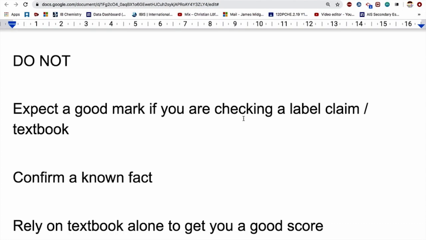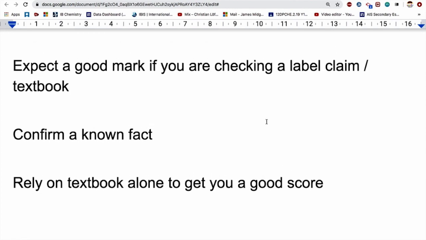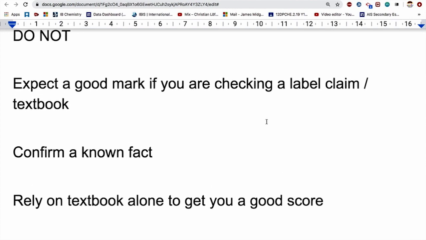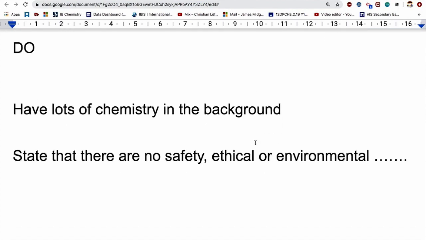Exploration. Don't expect a good mark if you're checking a label claim or just confirming the textbook or a known fact. And don't just rely on the textbook to get you a good score. The same holds for primary and secondary data. You should be doing extensive research around your research question. There's certainly no shortage of information. Do have lots of chemistry. If yours is a slightly obscure take, like soil pH or things like that, don't start going on about worms and loam and perforation rates and all these things. We want to see chemistry in a chemistry IA.